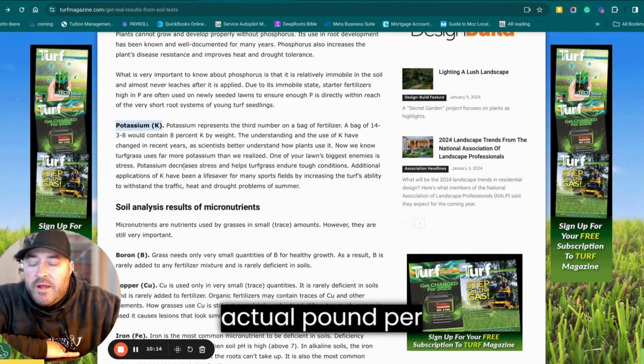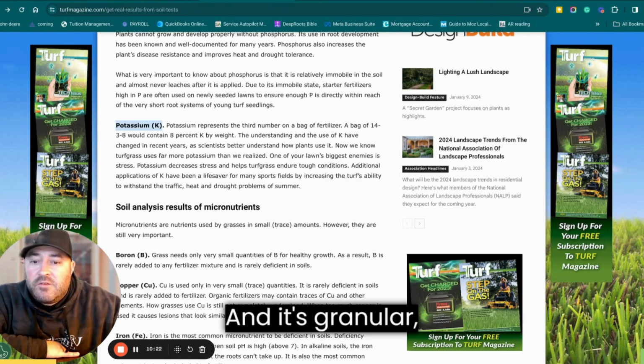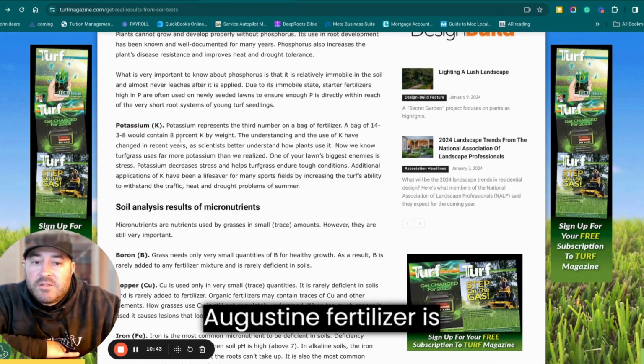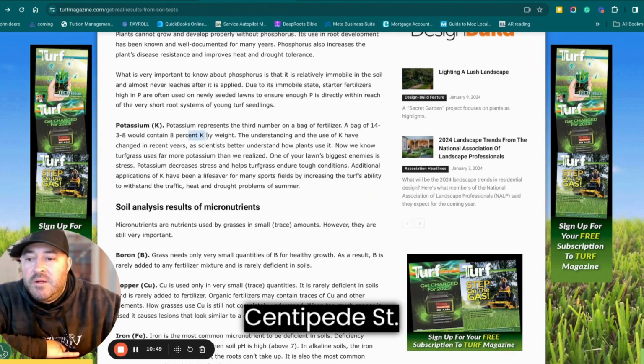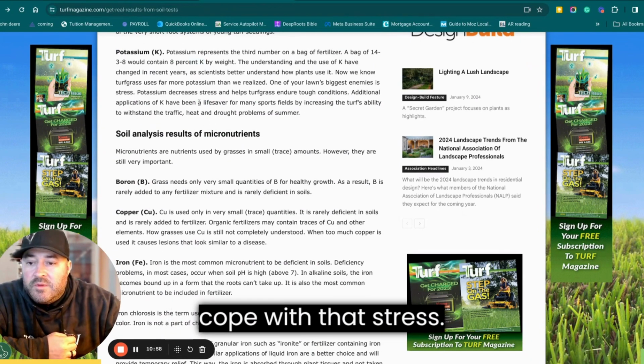For potassium, we put down an actual pound per thousand at the end of the season, in the September, October timeframe, in round 6 on all our lawns, and it's granular. So we know we're getting a true pound per thousand square feet. Both of our fertilizers have potassium in them. For Bermuda and zoysia, we're fertilizing some with a 30-0-8, so it's got 8% potassium. Our centipede St. Augustine fertilizer is 15-0-15, so it contains 15% potassium. Centipede and St. Augustine are stressed a little more, so potassium really helps cope with that stress.